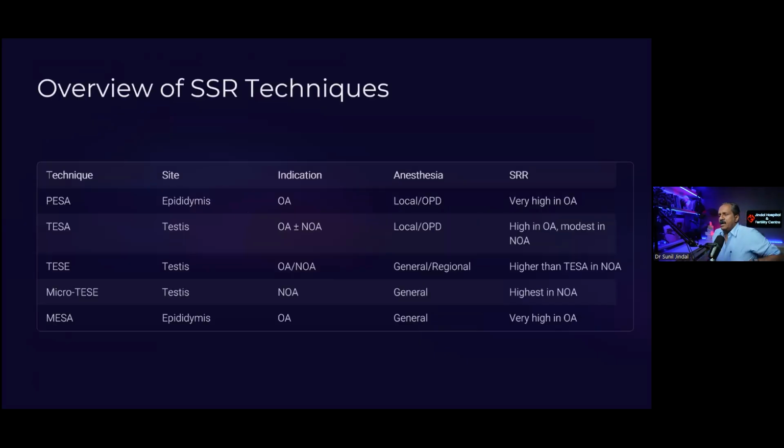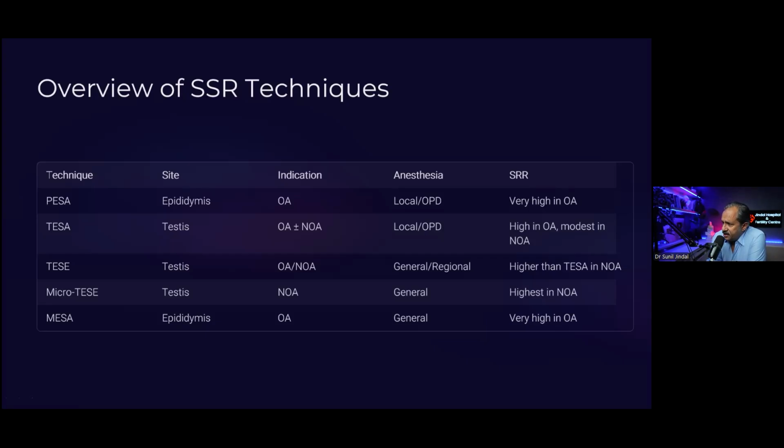So PESA, you're going to put a needle inside the epididymis to take out sperm. You could do it as a local OPD procedure. TESA, you put a needle in the testes. People misuse this procedure a lot, because if you have not got sperm in a PESA, the chances you'll get them in a TESA are very low. And for non-obstructive azoospermia, it literally has no role.